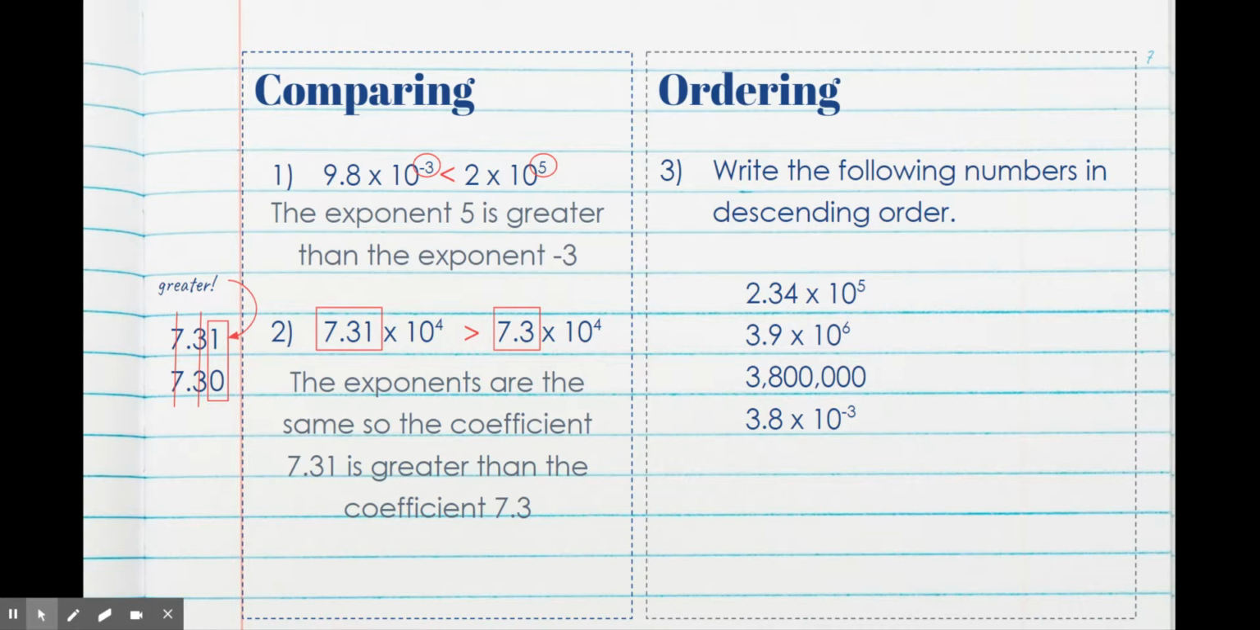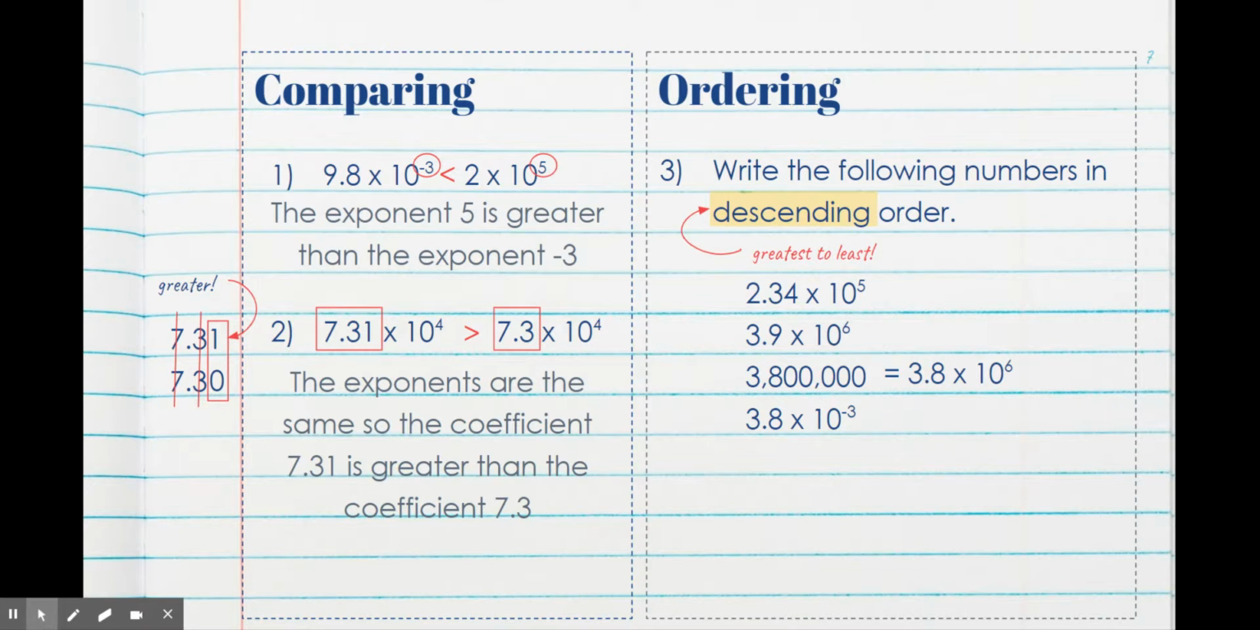3,800,000 to scientific notation. I want you to try to change that yourself before I put the answer up. All right, here's the answer. 3.8 times 10 to the 6th power is 3,800,000 in scientific notation. So now, the next thing we need to do is figure out what the word descending means. So that was one of the vocabulary words that we talked about. Remember, descending means going down, so that's going to be greatest to least.